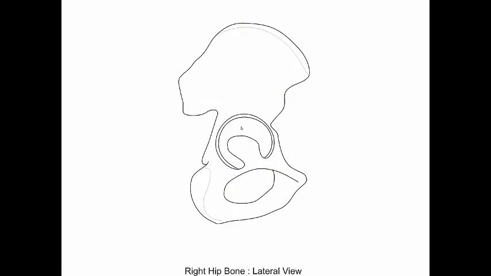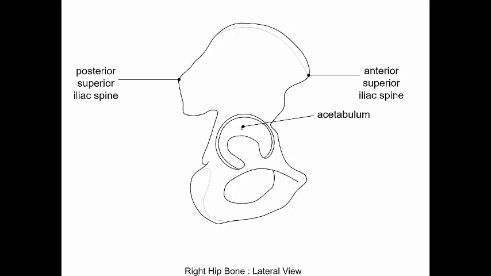We'll start with the lateral view of the right hip bone, and the most obvious feature is the acetabulum, which connects the hip bone to the lower limb. Located above it on the ilium is the anterior superior iliac spine, and there's a corresponding iliac spine posteriorly known as the posterior superior iliac spine. These two landmarks are connected by a ridge of bone referred to as the iliac crest.